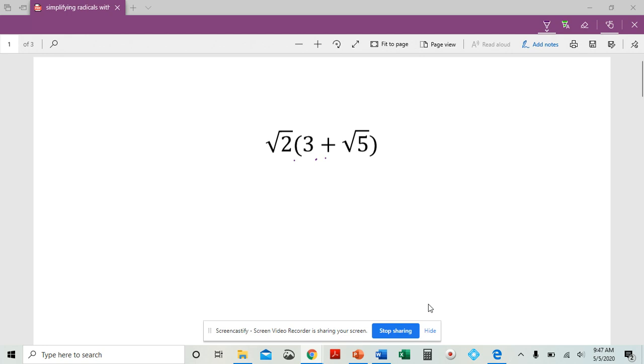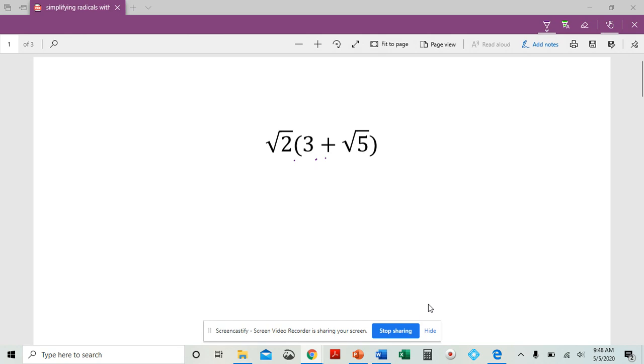Continuing with our simplifying radical expressions, we're going to start using the distributive property. What this means is you're going to take everything on the outside of the parentheses and give it to everything on the inside. It's no different from when we're solving equations or expressions using the distributive property that you've learned way back starting in 5th, 6th, 7th grade, okay?